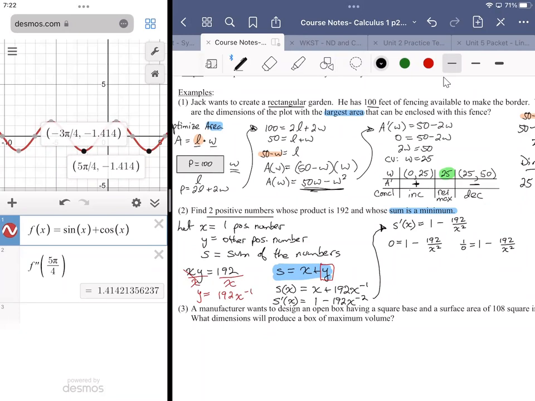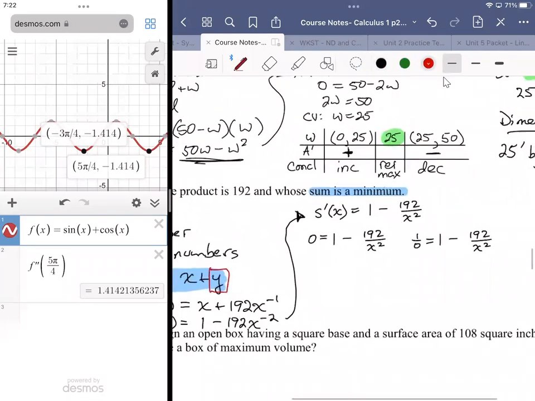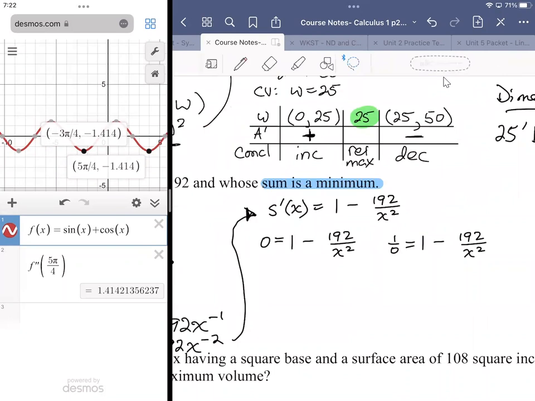All right. So common denominator. Multiply top and bottom of the 1 by X squared, and you get X squared minus 192 over X squared.